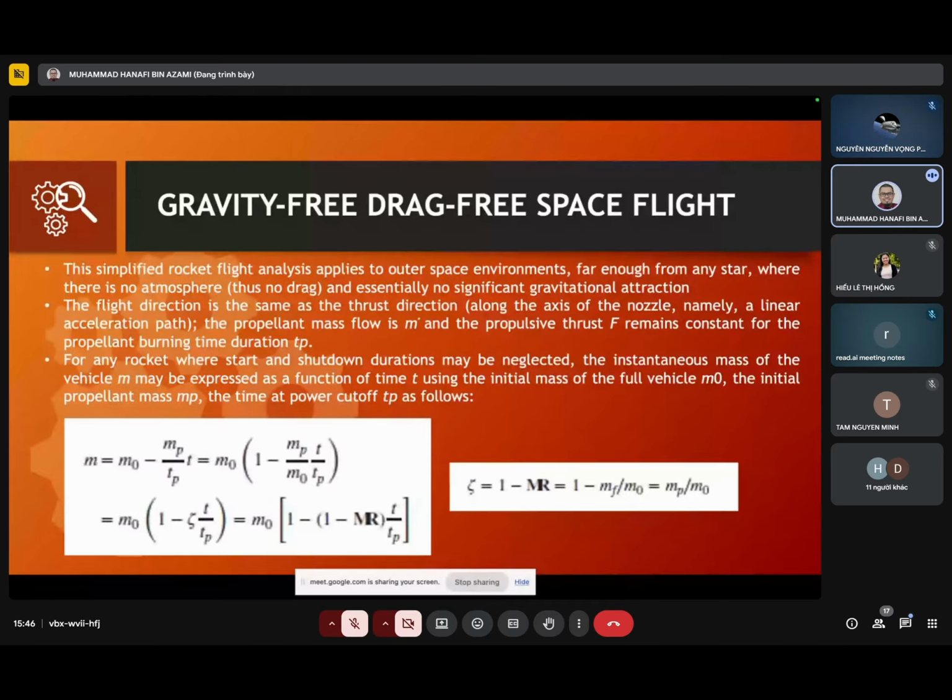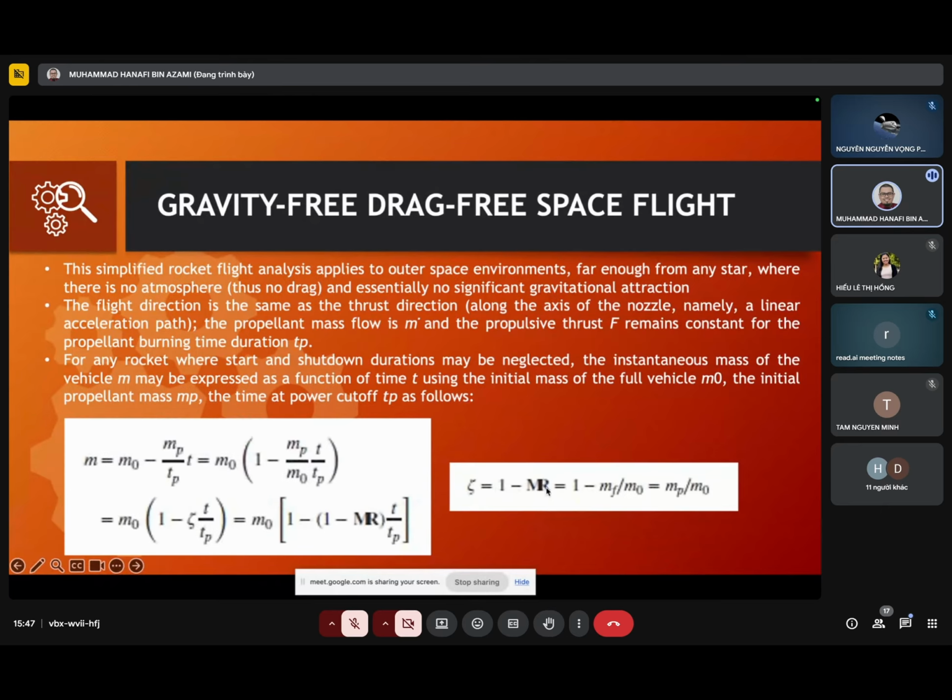So actually, zeta plays a very crucial role. If zeta is higher, it means that you carry more fuel. If the vehicle carries, for example, zeta 0.8, that means 80% of the total mass of the vehicle is fuel, propellant. So the higher the zeta, the better. So zeta is mp over m naught, multiplied by t over tp. Or zeta by definition is 1 minus mr, the mass ratio.